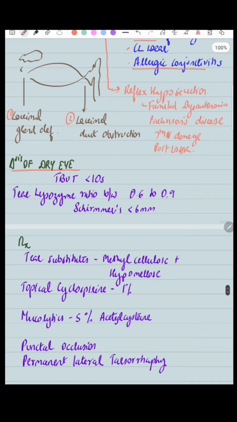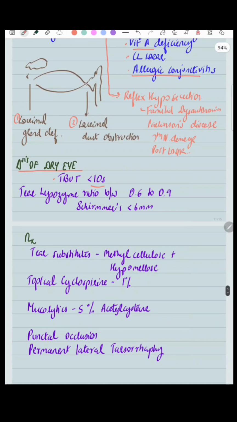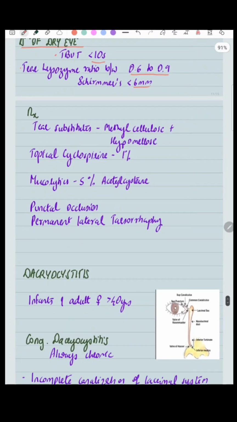Now, diagnosis of dry eye. Dry eye is diagnosed when the tear breakup time is less than 10 seconds, or the tear lysozyme ratio is between 0.6 to 0.9, or Schirmer's test produces wetting of less than 6 mm. That is when we diagnose dry eye.